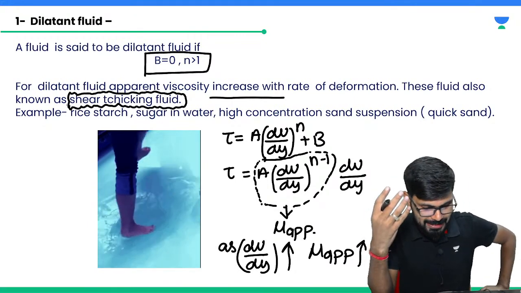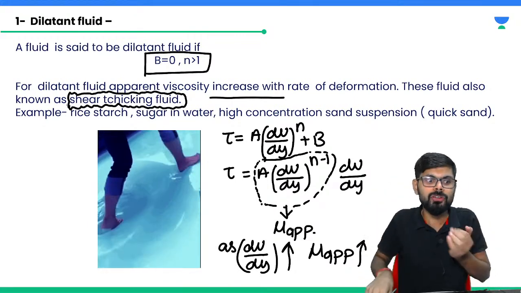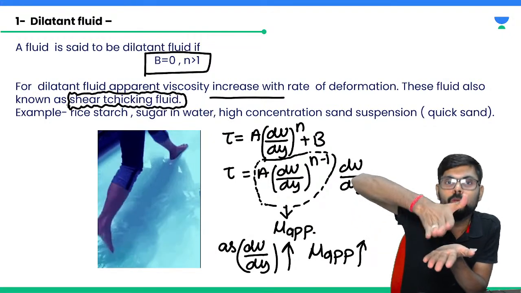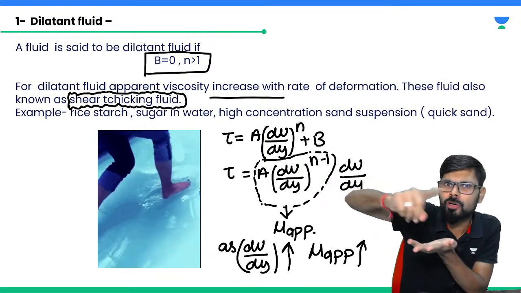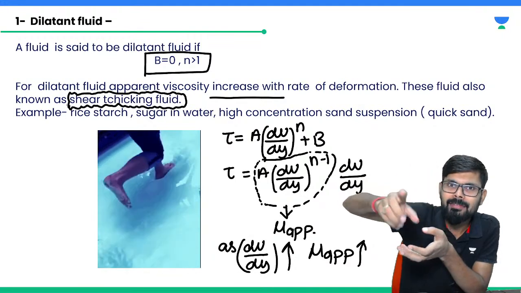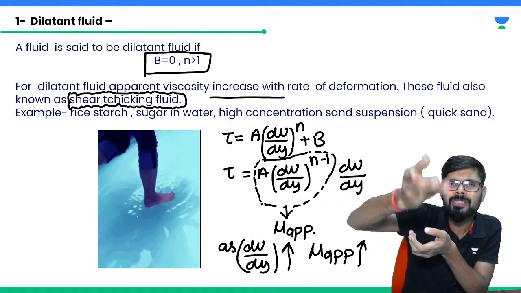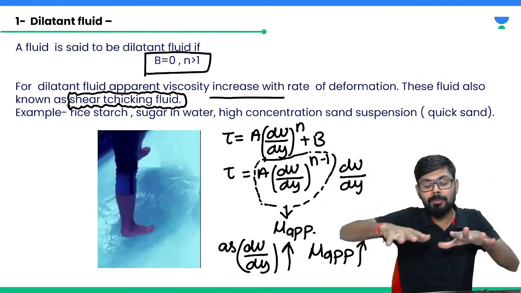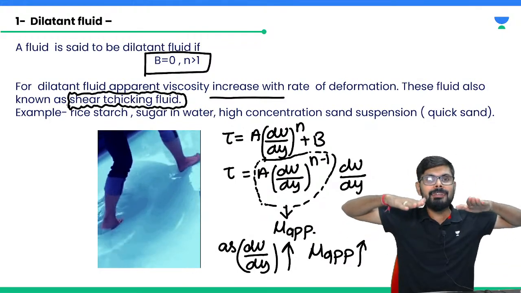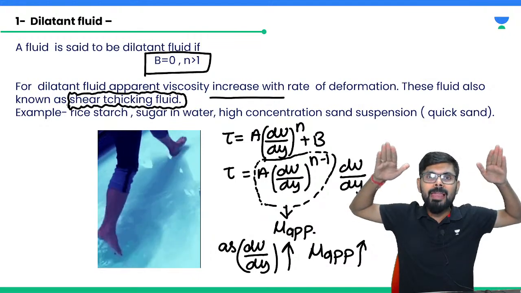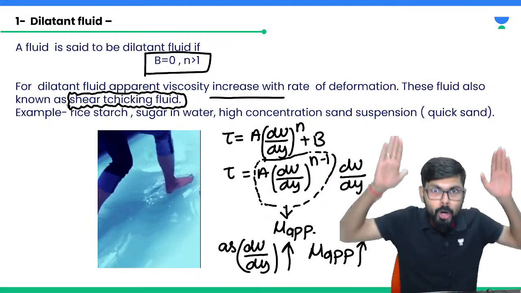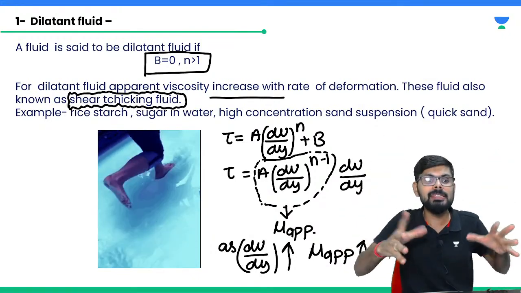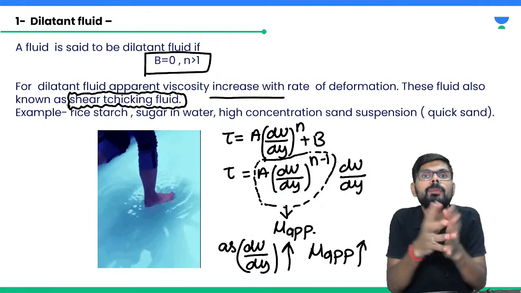So what do you mean by shear thickening fluid? It means if you try to apply more du by dy, tau is equal to mu du by dy. Du by dy depends upon the tau. Tau is a kind of pressure only, or shear stress basically. So what I'm trying to say is, in case of dilatant fluid, if you apply more shear stress or more du by dy, in that case the mu value will be high.